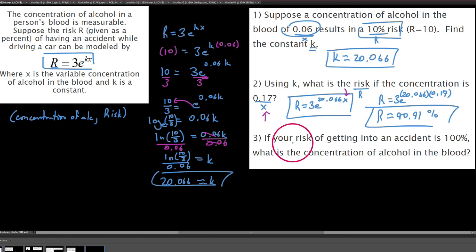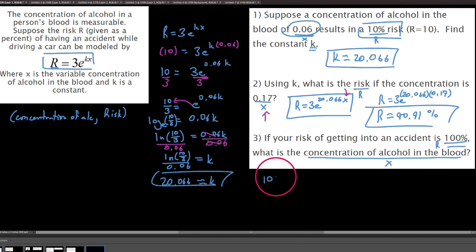So working backwards now, here's the interesting thing. It says if your risk of getting into an accident is 100%, what's the concentration of alcohol in the blood? Remember, this is just a model, and so we could say that theoretically, according to the model, you have 100% risk, even though it's not necessarily 100. And the other thing is this: we've been given an R, and what we're asked to find is the concentration of alcohol in the blood, which is the X part.